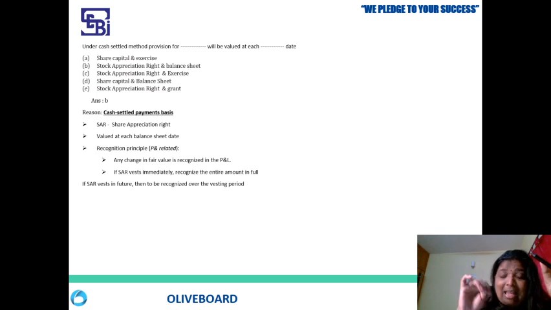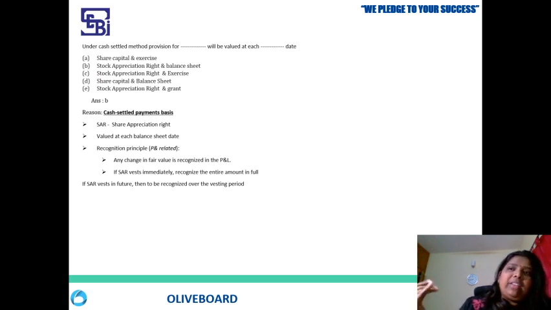But whereas cash settled means what? Cash settled means the company will not give shares to the employee. The company will say, see, these 100 shares are valued so much, so I will give you that much money. That's it. Instead of giving equity shares, I will give them the equivalent paisa. That is called cash settled.